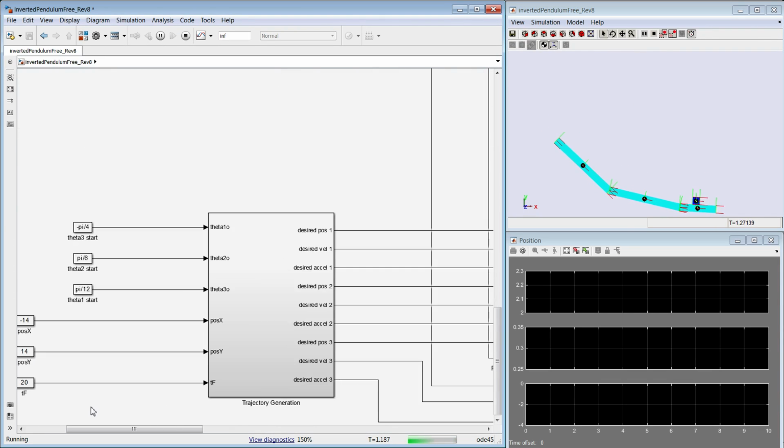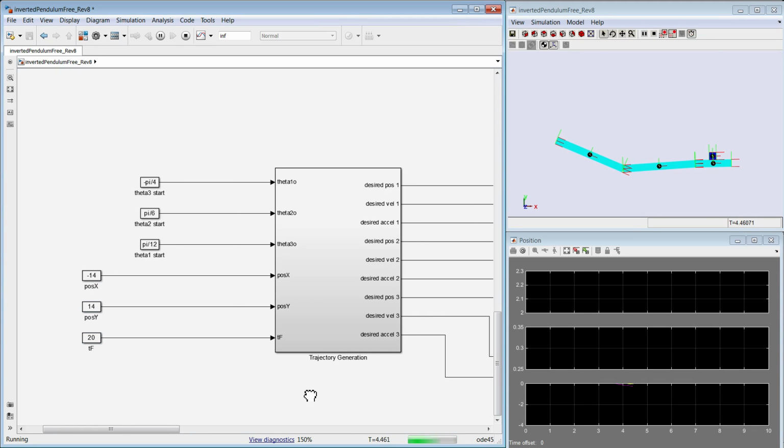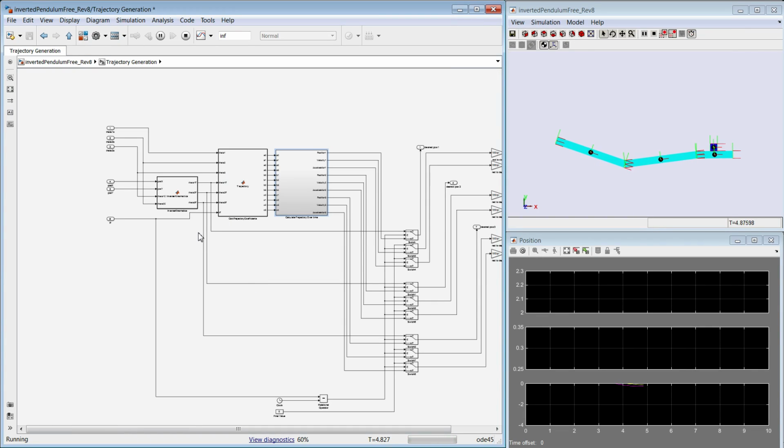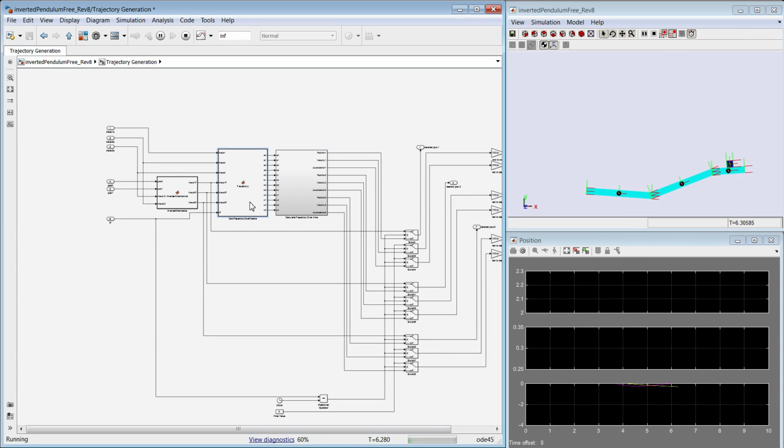In the bottom left, we have the initial inputs of the desired final positions and the desired amount of time you want the system to take to move to that position. In the trajectory generation block, we perform inverse kinematics to determine the joint angles of the final position, and we use higher order polynomials to create coefficients, which will be used to generate the trajectories of the velocities, positions, and accelerations over time.